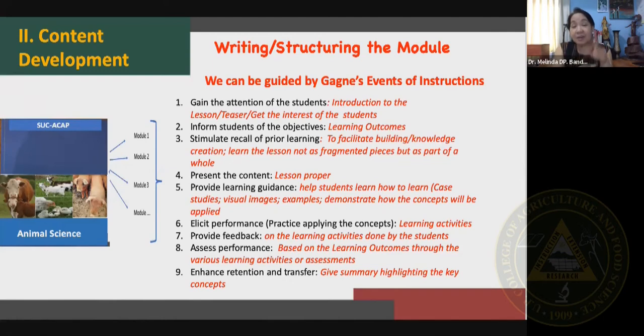So titingnan nyo rin, meron bang kailangang i-demo, skills na kailangang matutunan as a preparation for the licensure exam. Then probably, baka may mga skills na kailangan i-demo, so you may be needing video materials. So again, the learning outcomes should be able to determine what format will be your lessons. Okay? So yan, structuring our module.